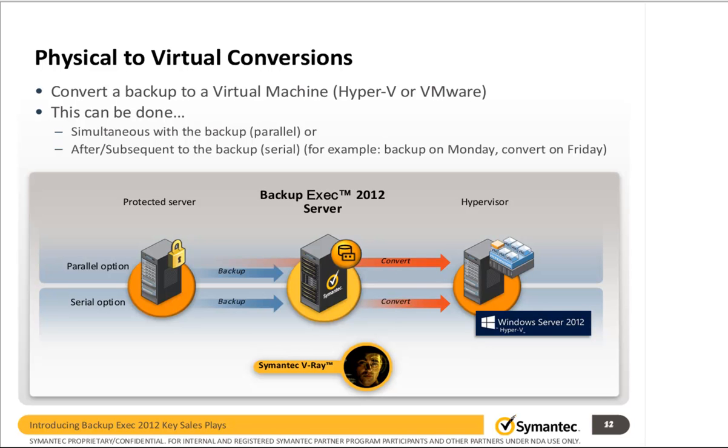Also, one of the other key capabilities is physical to virtual conversion. This is where a customer can convert their backup of their physical system over to a virtual machine, whether it's VMware or Hyper-V. Customers have different ways they can implement this. They can do it at the same time as they're doing their backup, which we call simultaneous, or they can do it after the backup is completed, which we call serial. They can schedule that to happen or do it simultaneously, so it's very flexible. And this is a great way to get customers who are interested in moving to virtual started, using this physical to virtual conversion.